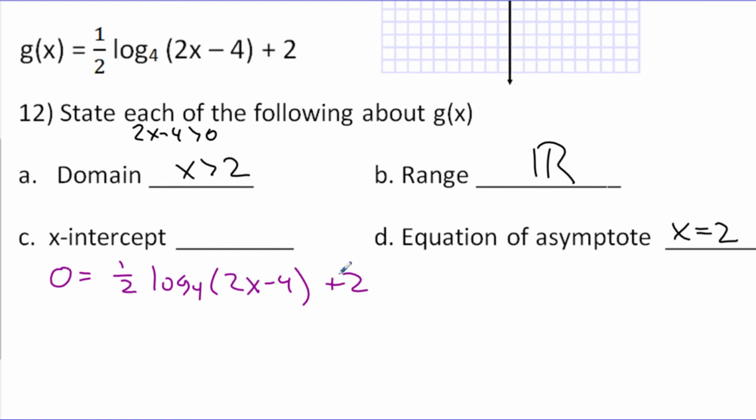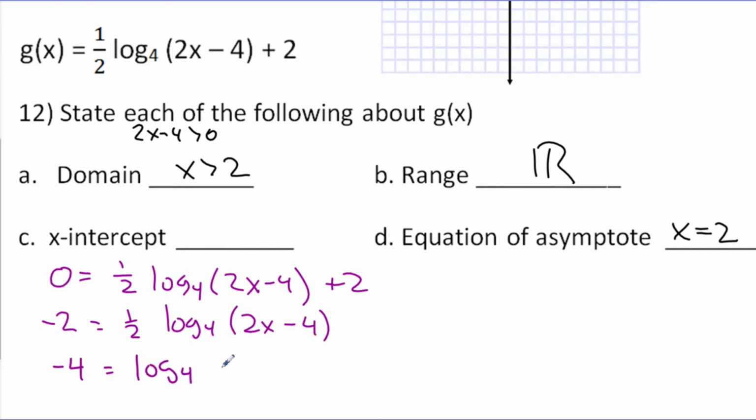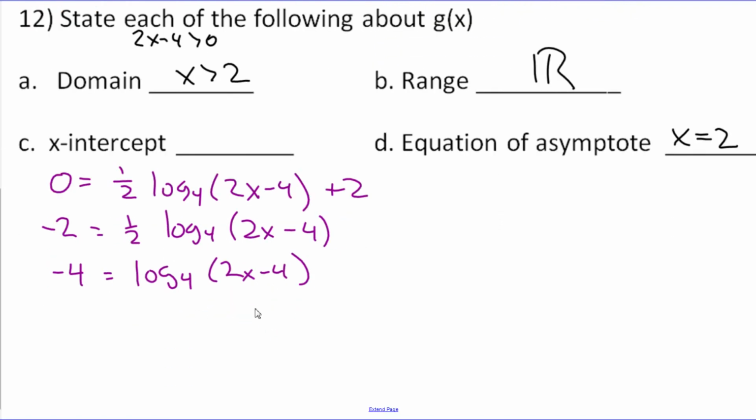Right, so again, same idea. I'm going to isolate the log, so subtract over the 2. -2 is equal to 1/2 log base 4 of 2x minus 4. Okay. And then multiply both sides by 2. That will get rid of the 1/2. So that's going to be -4 because I multiplied by 2. And then this is canceled, so log base 4 of 2x minus 4. Okay, and now I'm going to change to exponential form, which is base exponent output.